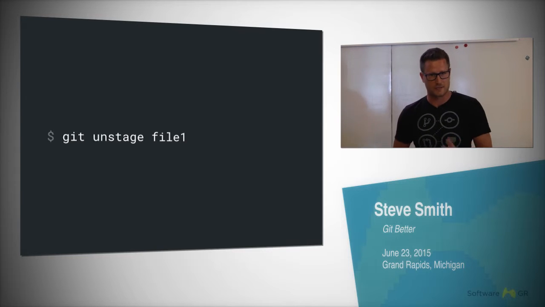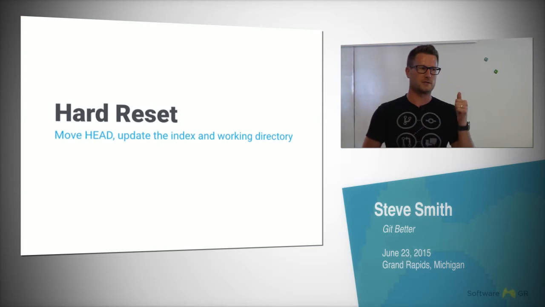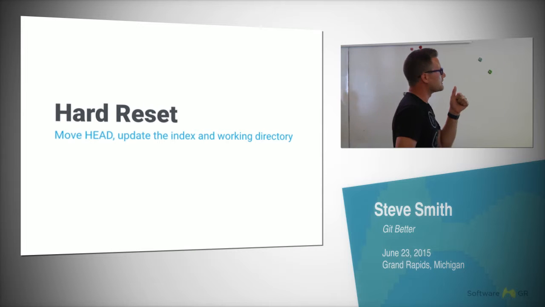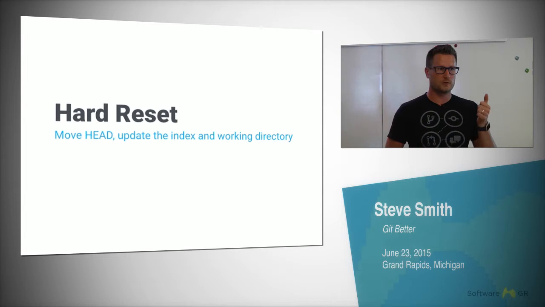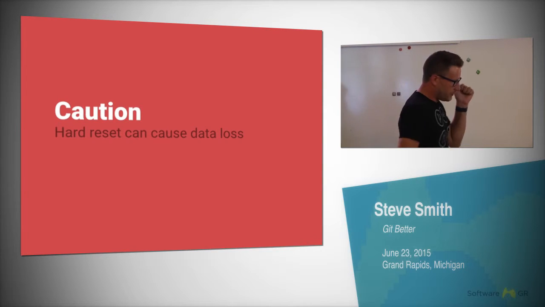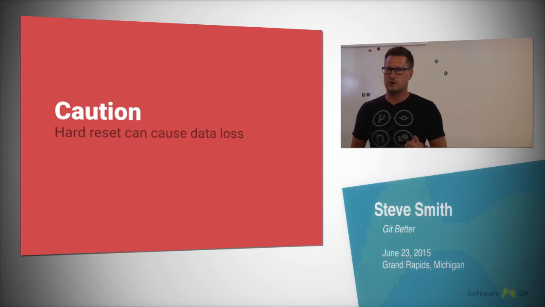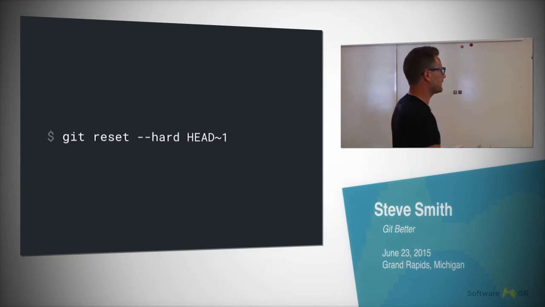So the last type of reset is what's called a hard reset. Okay? A hard reset modifies HEAD. It sets the index to the contents of that tree. And it also sets the working directory to the contents of that tree. Okay? This is the only one that can actually cause data loss in Git. Okay? And how you do that, well, we can see in just a second.